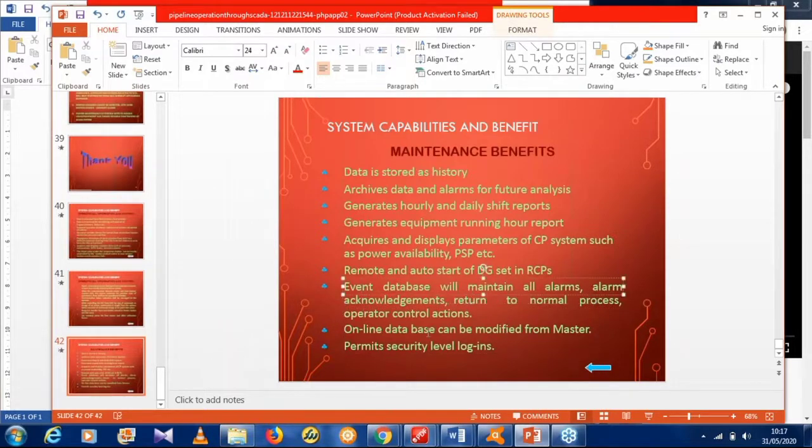Now the event database will maintain all alarm acknowledgements, returns to normal process, and operation actions. This is what I'm saying here. As it takes records, it also takes records of every event. Now, on the system or on the pipelines, there are usually different types of alarms that are set to send signals or create awareness of any anomalies or some other events that could occur.